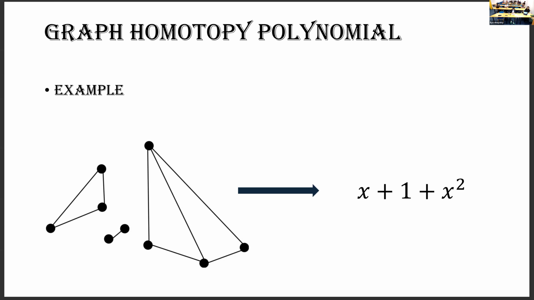Here we have a graph G on the left-hand side, and on the right-hand side, we have our polynomial. To this connected component in blue, there is a single loop.